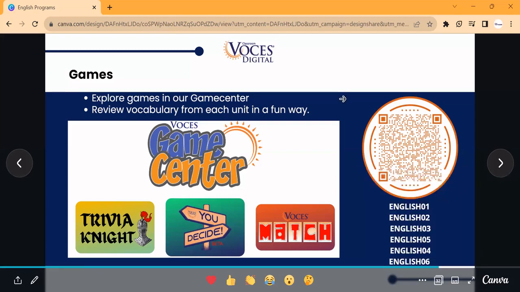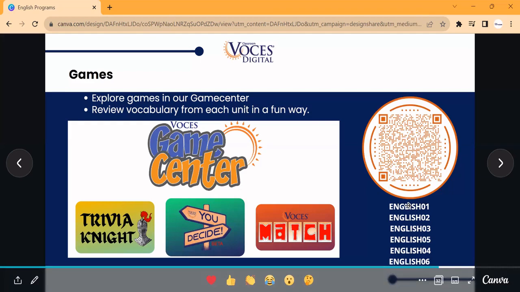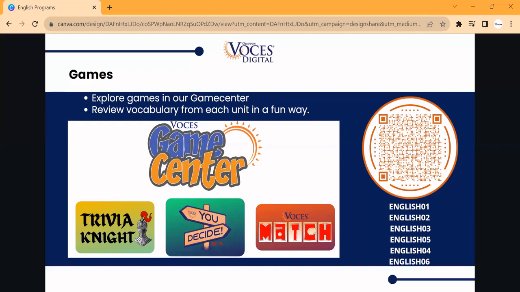When you scan the QR code, like we're doing with Voces now, you will be taken to trivia nights. They will ask for your information and you will access the game. Then you enter this code. The first code would be English 01, and you will be able to play again and answer a question and see if you can do it.